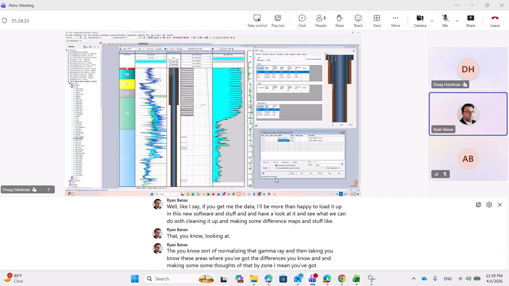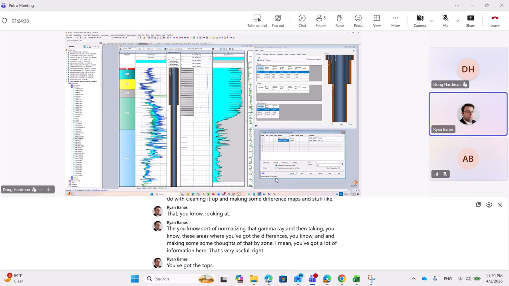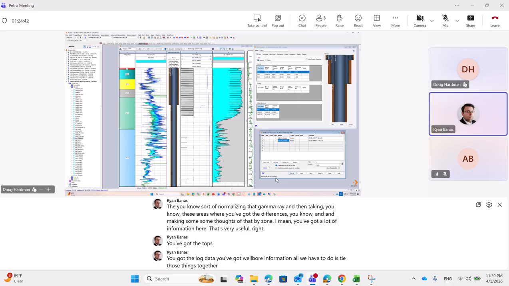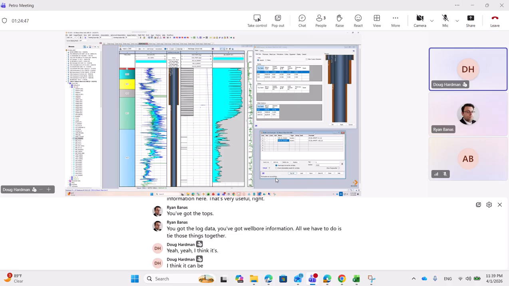I mean, you've got a lot of information here that's very useful, right? You've got the tops, you've got the log data, you've got wellbore information. All we have to do is tie those things together. I think it can be very powerful. We get more data and we can analyze it quickly.